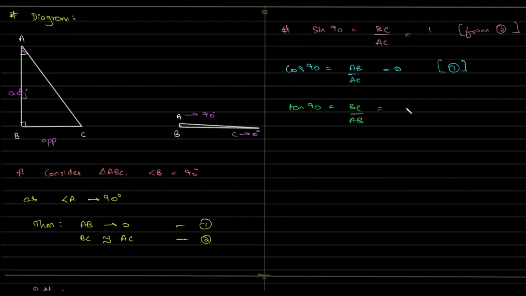And at last we have tan 90, which is BC by AB, right? Opposite by adjacent. But here AB is 0. Anything divided by 0 is undefined. So we'll write it as infinity. Okay. And this is your derivation for your 90 degree.